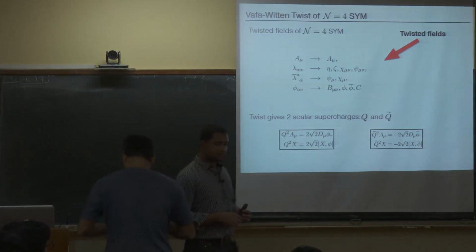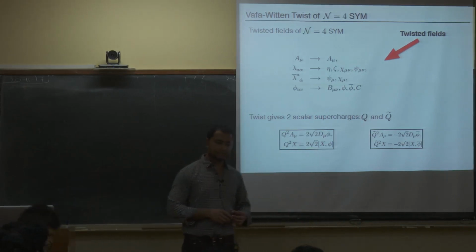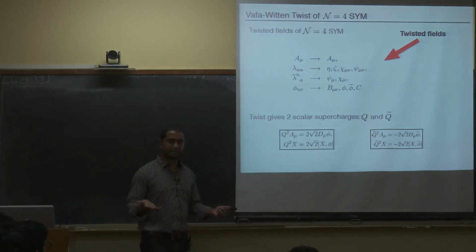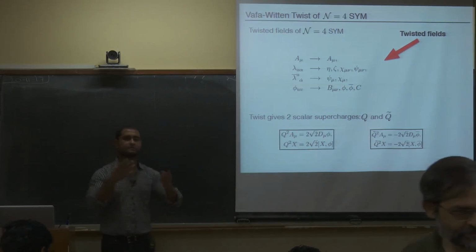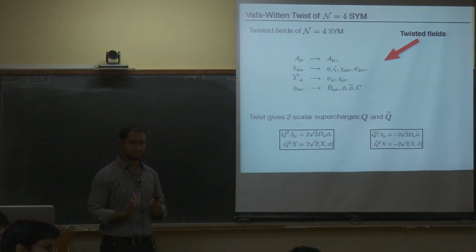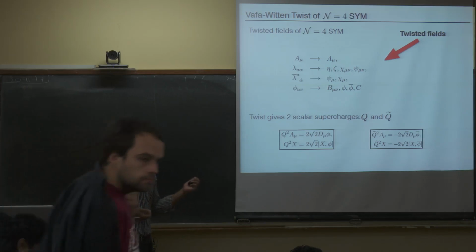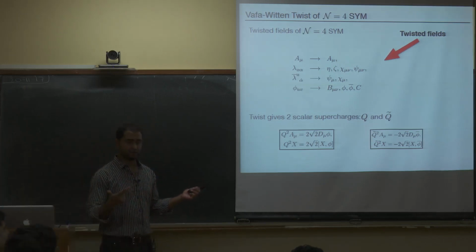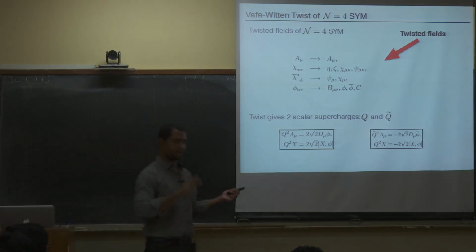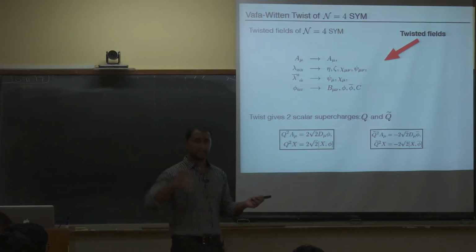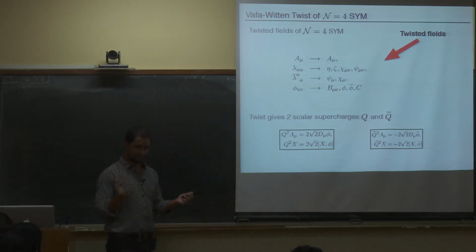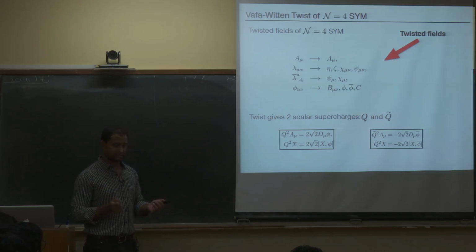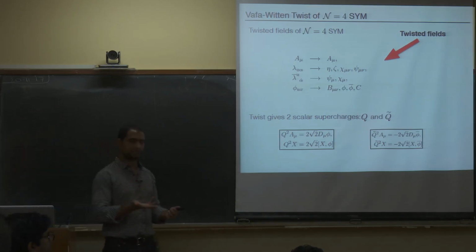So the question is, what do we call the R symmetry after twisting? Because we already took a part of the R symmetry for the twist. Here SO6 breaks into SO4, SO4 and SO2. So there is a remaining SO2 symmetry. But the notion of R symmetry changes once you twist. Exactly, you mix R symmetry with the Lorentz symmetry.